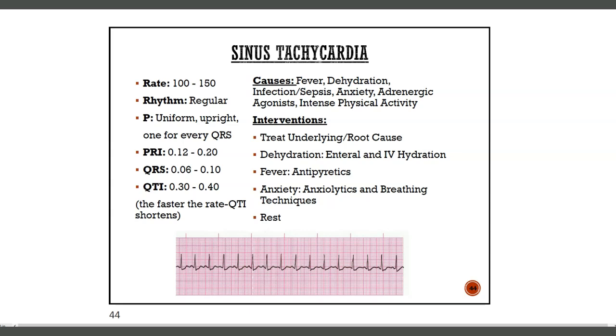Common causes of sinus tachycardia would be fever, dehydration, infection, sepsis, anxiety, adrenergic agonists, so medications, and intense physical activity. Those are not all the potential causes, but those are the common causes. Intervention depends on the cause, right? We have to treat the underlying cause. If it's dehydration, then we may want to give them enteral and IV hydration. If they have a fever, then we may want to treat that. If there's an infection, we may want to give antibiotics. For anxiety, we give anxiolytics and help with breathing techniques. And if it's just intense physical activity, then they may just need a little break from it.